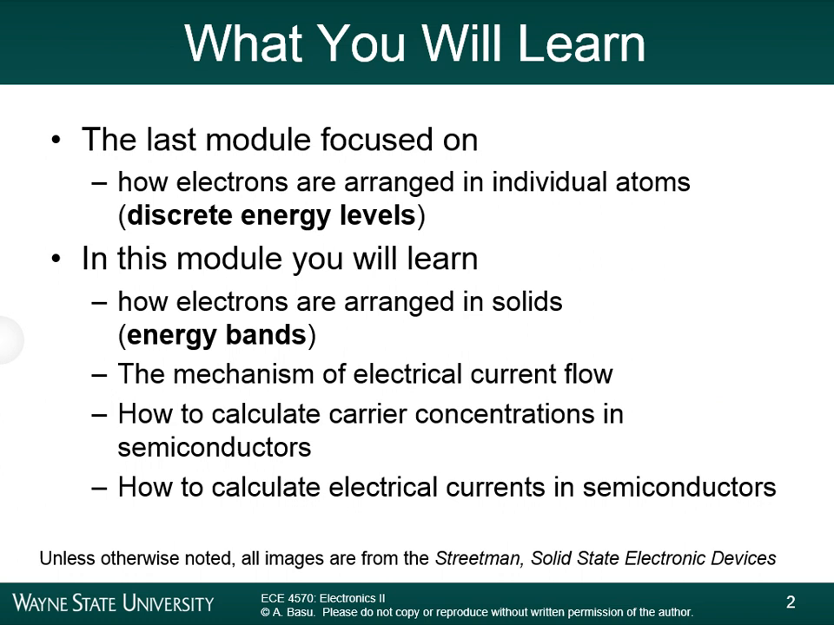We'll talk about the mechanism of current flow, how to calculate carrier concentrations in semiconductors, and how to calculate electrical currents in semiconductors. So this module, from a practical standpoint, we learn how to make a semiconductor resistor. In order to make a resistor, we need to understand what carriers are, how carriers flow through the device, and that will ultimately allow us to calculate the resistivity of a semiconductor and the resistance of a semiconductor resistor. In the following modules, we'll get into diodes and transistors.